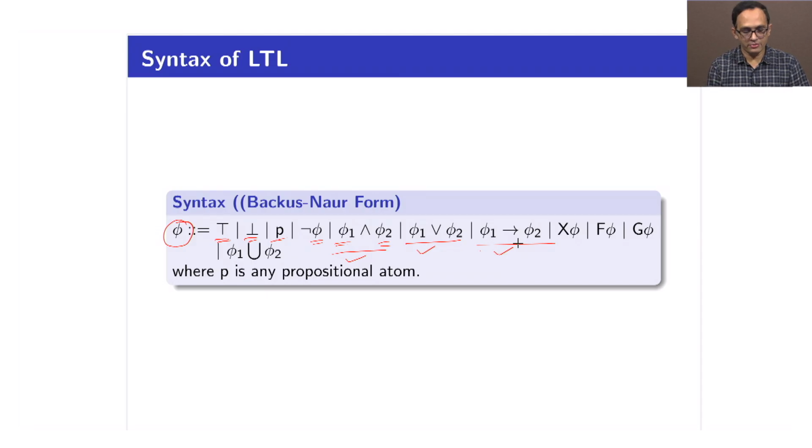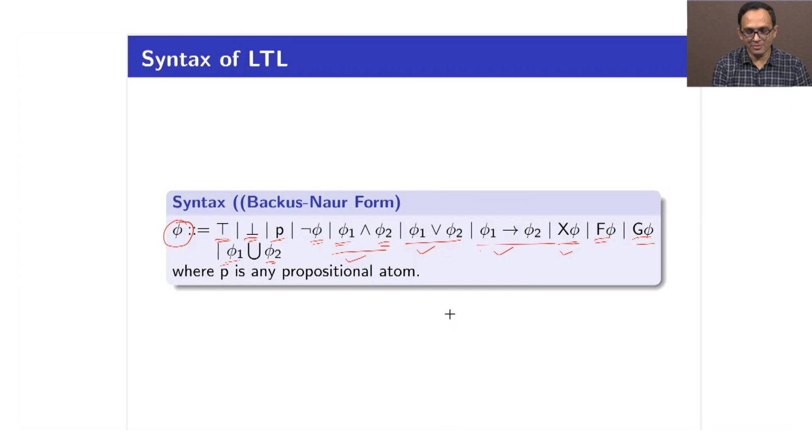And then we have 4 temporal operators. If phi is some LTL property, it may not be a proposition, it can be any LTL property, right, then X of phi is also correct LTL, and so are F of phi and G of phi, right. All three are correct LTL formulas. And if phi 1 and phi 2 are both correct LTL formulas, then phi 1 until phi 2 is also a correct LTL formula.